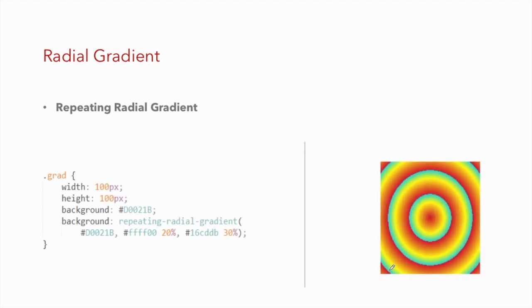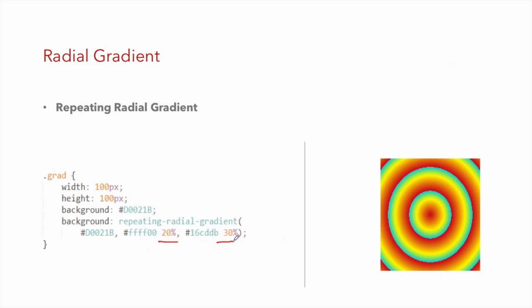Then similar to repeating linear gradient, we have repeating radial gradient. The only thing is that it is going to repeat itself in the circular form. Again we have specified values in percentage over here, and you can see that for a single gradient, once it ends, the second gradient starts, and then the third one and so on.